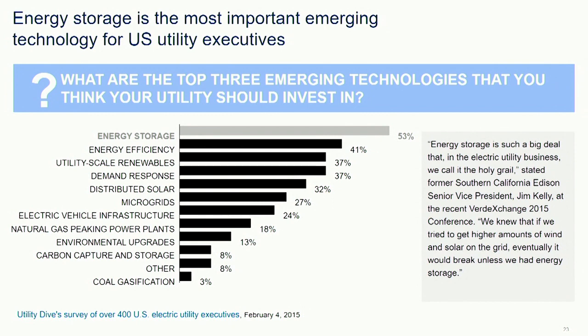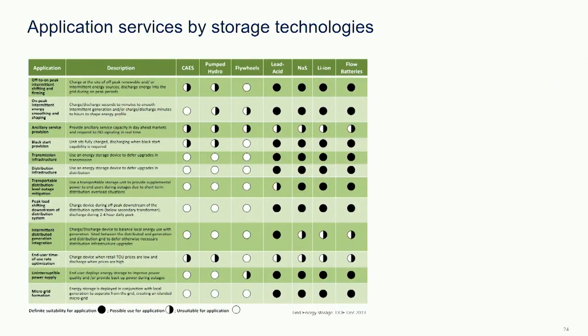So when you go to energy storage, the question was given to 400 US electric utility executives. And you can see, number one, that all the utilities need energy storage. 53% of the respondents put their strategic orientation on energy storage, and the second on energy efficiency. So, application of service, but we have a lot of technologies here, and each technology has advantages. There is no winner between technologies.